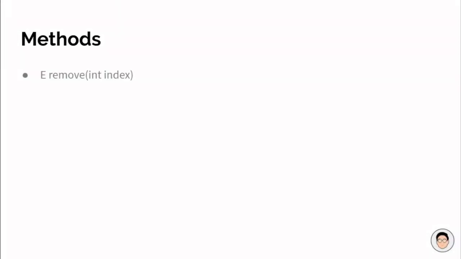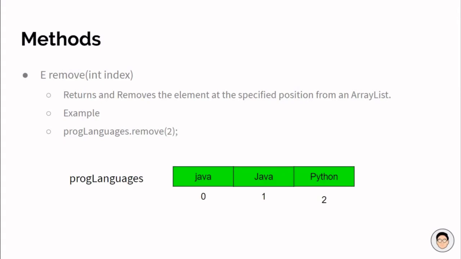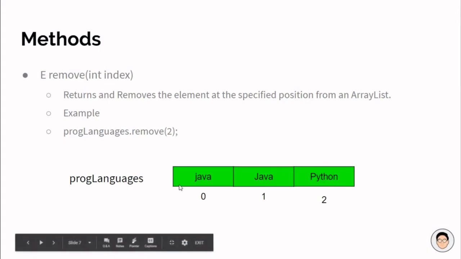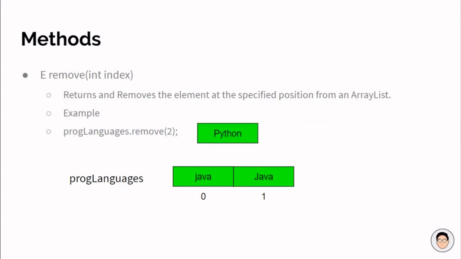Next method, E remove(integer index), returns and removes the element at the specified position from an ArrayList. For example, programmingLanguages.remove(2). Before this statement gets executed, programmingLanguages has 3 elements, Java, Java and Python, at index 0, 1 and 2. Whenever this statement gets executed, Python will be removed from the ArrayList and will be returned by this method.